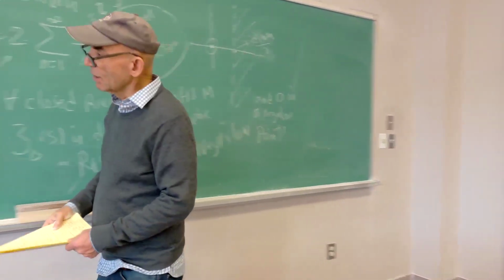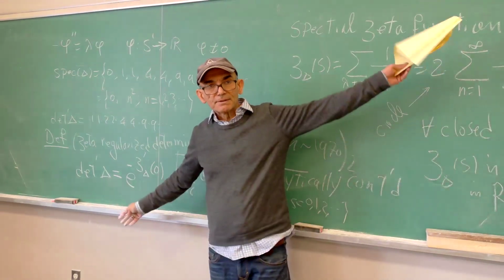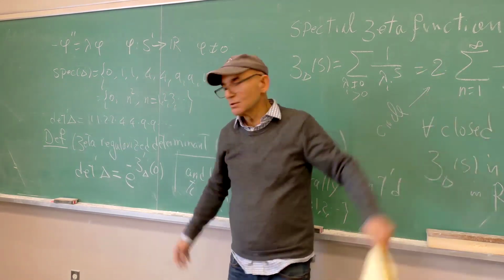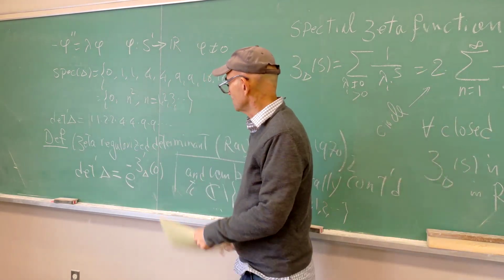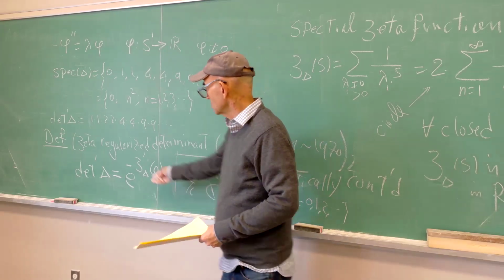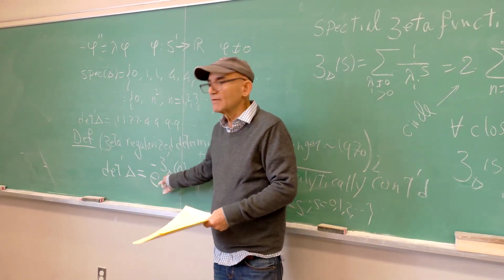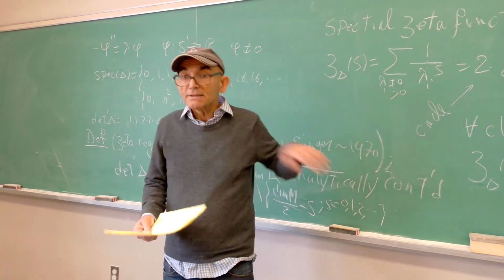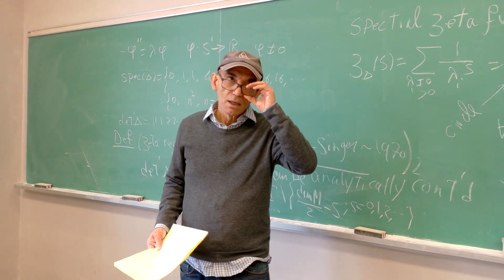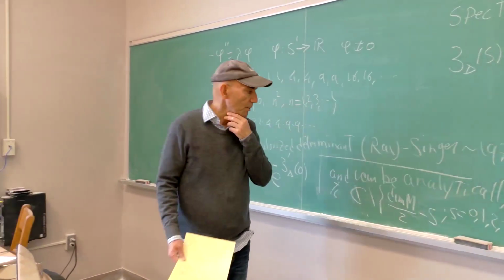So the definition of the determinant makes sense, because you take this spectral zeta function, analytically continue it, and you know that it's regular at 0, so the definition is well defined. But why this definition came about is something I'm going to explain now. That's not difficult to explain.